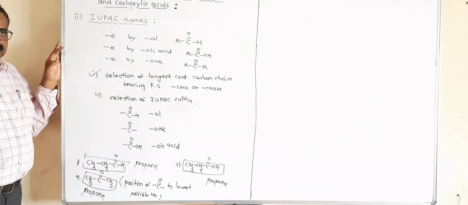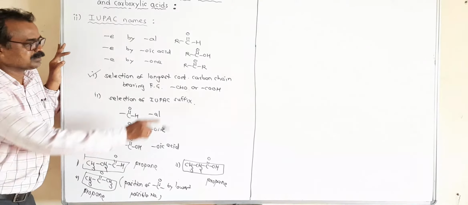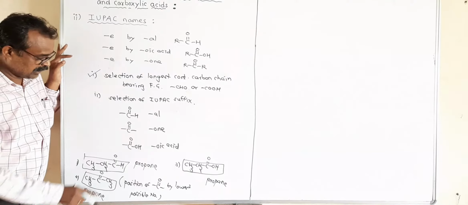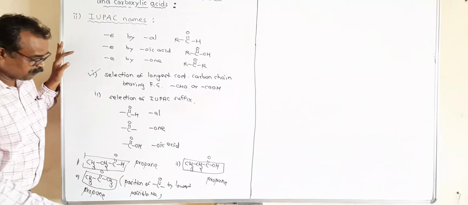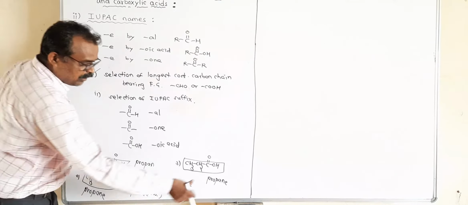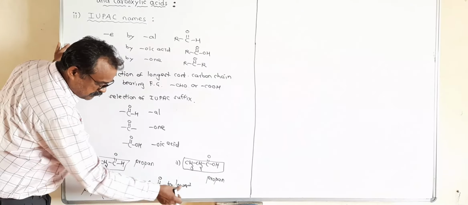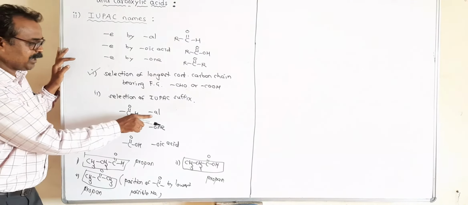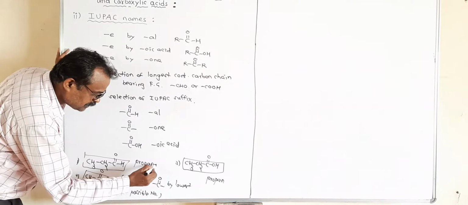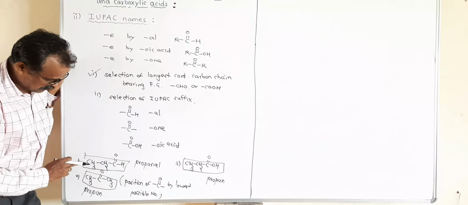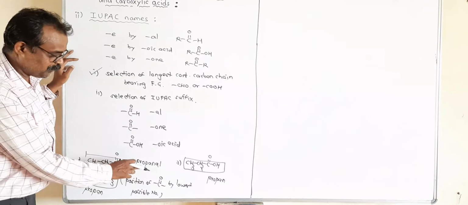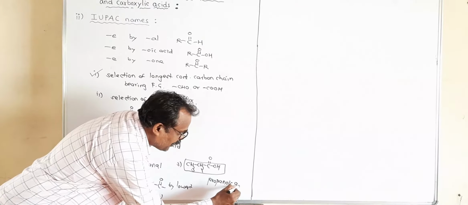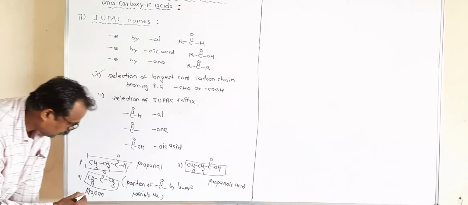You select the continuous carbon chain having the functional group: in case of aldehyde CHO, or carboxylic acid COOH, and ketone CO. Then you drop the E of the alkane and replace it by the IUPAC suffix. In case of aldehyde we are using -al, so you drop the E and add -al. So this aldehyde is known as propanal. The IUPAC name is propanal. This 3-carbon acid is known as propanoic acid. And in case of ketone, it is propanone.